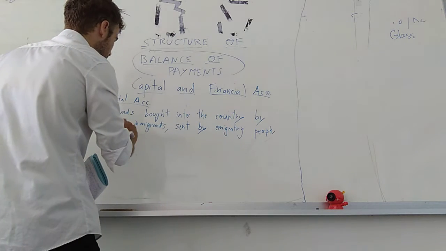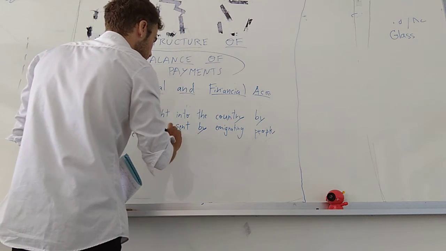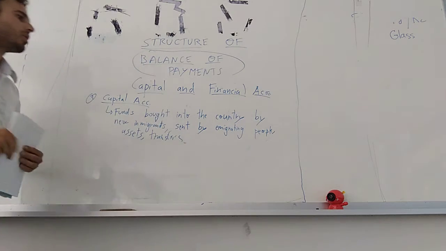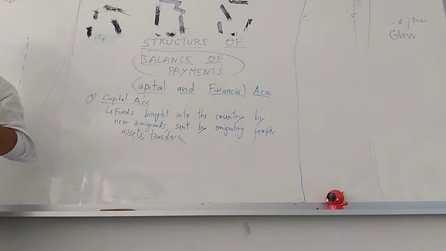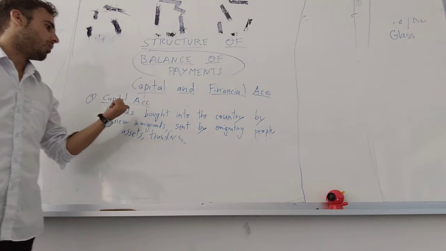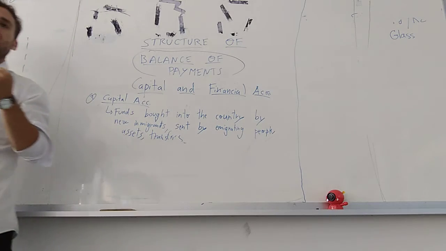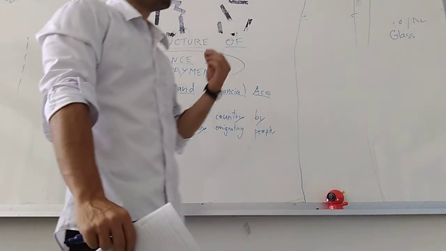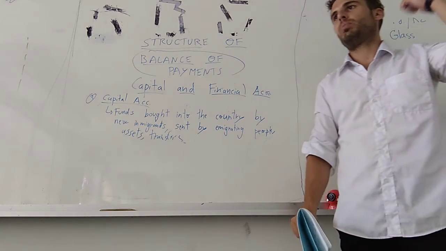It could also be assets, transfers, and so on. So any way of money coming into the country will be in the capital account. And this capital, or this money coming into the country, is mainly going to be used to subsidize the current account that we saw previously.